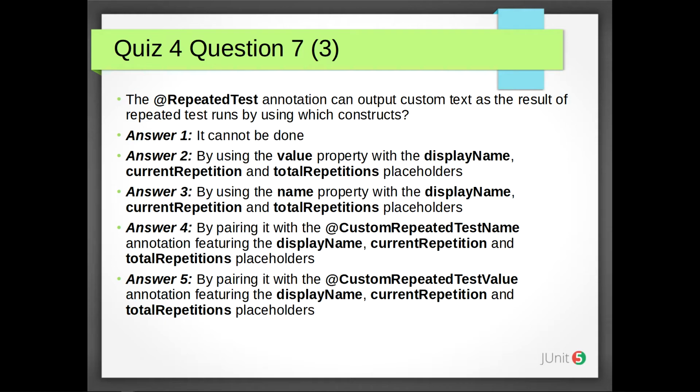Answer 4. By pairing it with the @CustomRepeatedTestName annotation featuring the display name, current repetition, and total repetitions placeholders. Answer 5. By pairing it with the @CustomRepeatedTestValue annotation featuring the display name, current repetition, and total repetitions placeholders. And the correct answer is 3. By using the name property with the display name, current repetition, and total repetitions placeholders, which allow you to vary the name of the actual repeated test iteration.